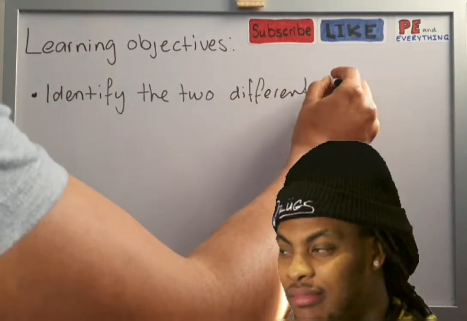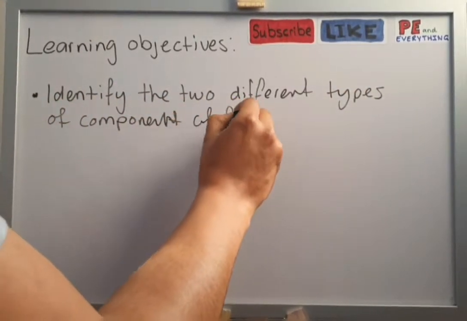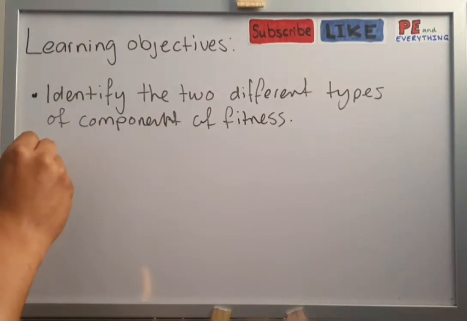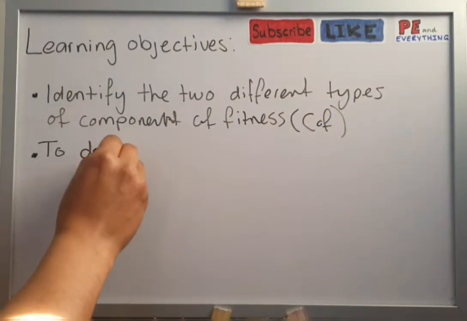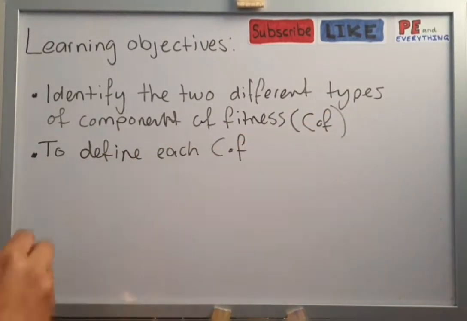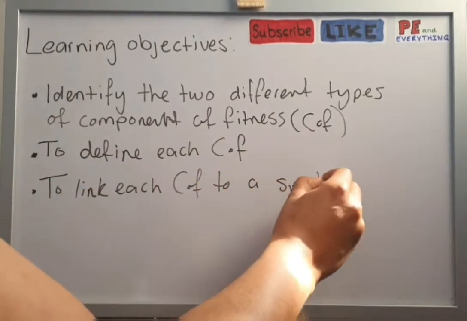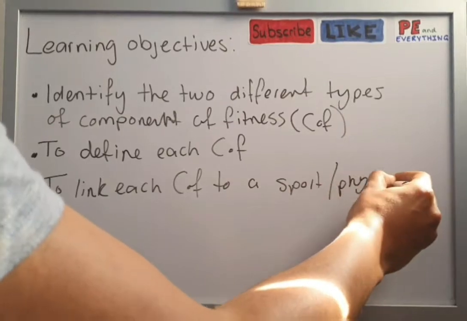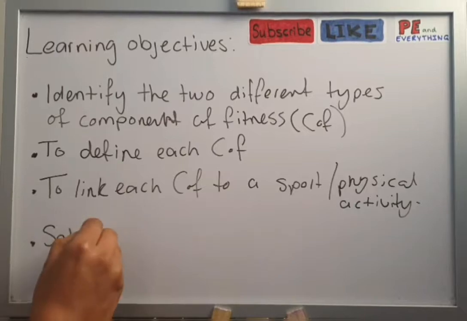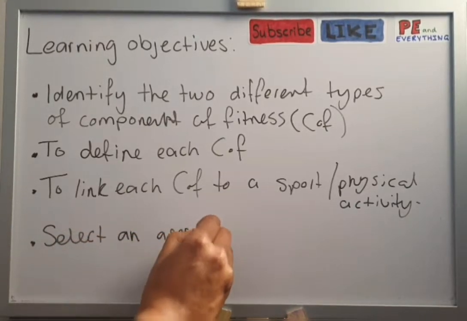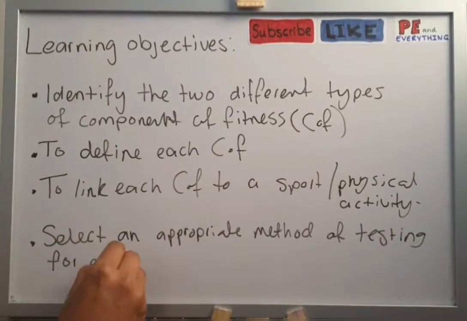But in today's video, we will be looking at the different types of components of fitness. So the learning objectives are to identify the two different types of components of fitness. Remember, I'm going to reference it throughout the video potentially as COF, which is components of fitness. Secondly, we're going to look at the definitions of each component of fitness. And then we're going to link each component of fitness to sport and physical activity and exercise. And then finally, we're going to select and look at the different methods of testing for each component of fitness.